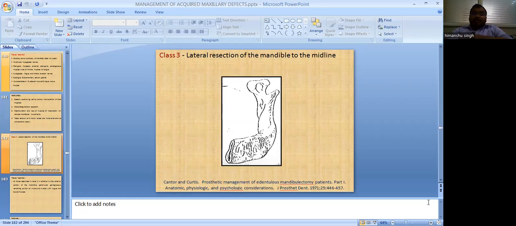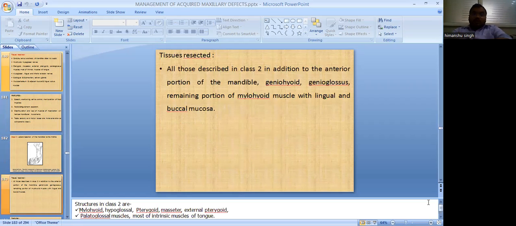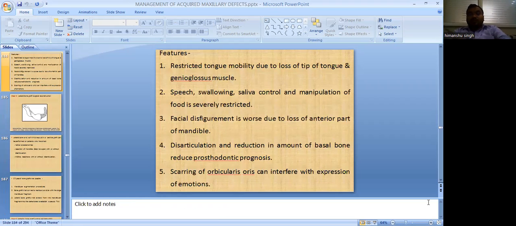Class 3, lateral resection of the mandible to the midline. Tissues resected are all those described in class 2, in addition to the anterior portion of the mandible, geniohyoid, genioglossus, and the remaining portion of the mylohyoid muscle with lingual and buccal mucosa. Structures resected as in class 2 are mylohyoid, hypoglossal, pterygoid, masseter, external pterygoid, palatoglossus muscle, and most of the intrinsic muscles of the tongue.